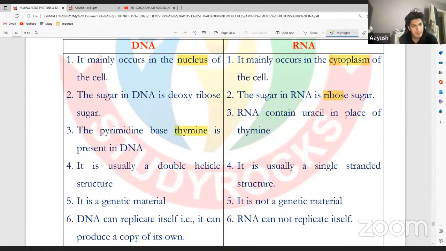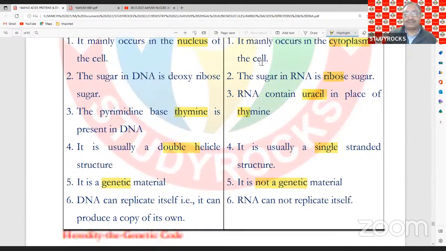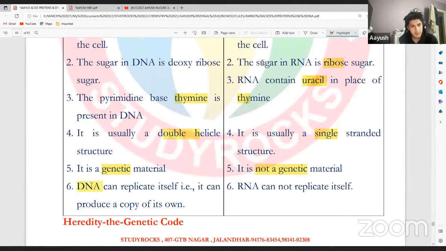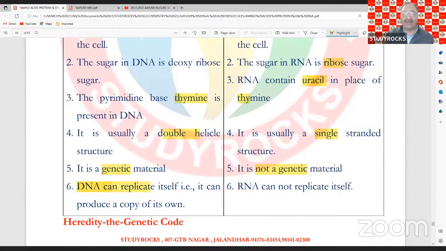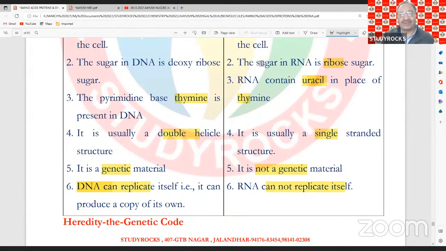Here is thymine, and in RNA it is uracil. DNA is double helical, RNA is single helical. This is the most important point: DNA is genetic material, RNA is not a genetic material. DNA can replicate itself. Replication means producing a copy of its own. RNA cannot replicate. Six differences are much more than sufficient for any question.